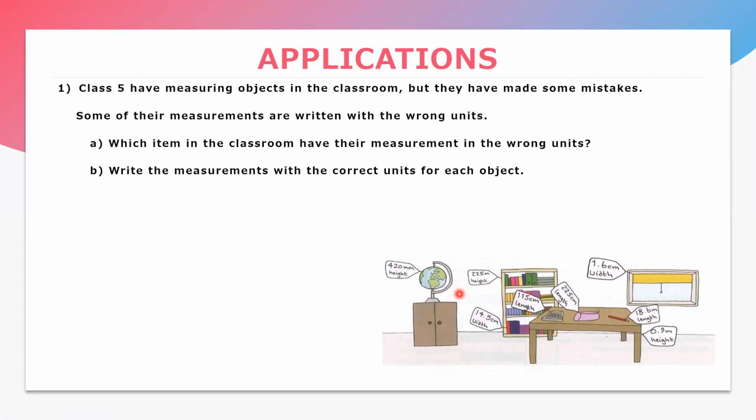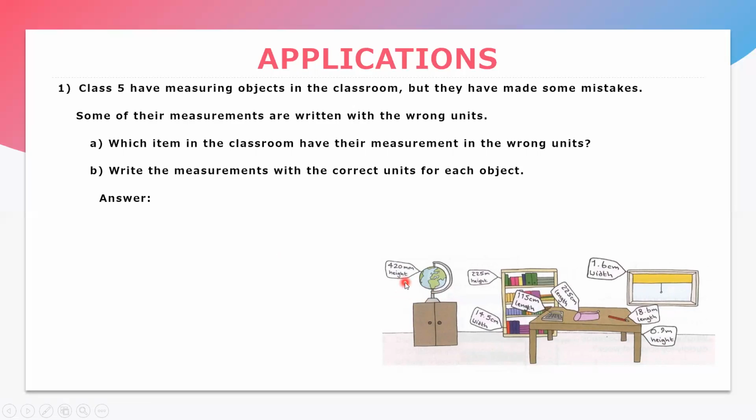So first, we need to find out which items in the classroom have the measurement in the wrong units. After finding the wrong measurements or wrong units, we need to correct them. So shall we start doing the answer part? Okay. So just go through.